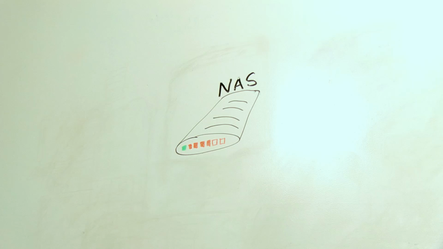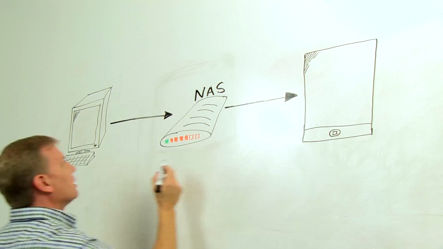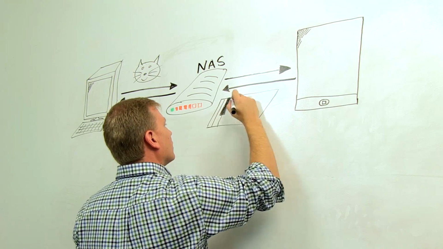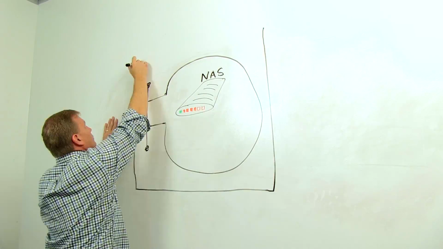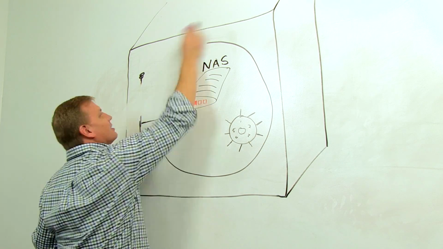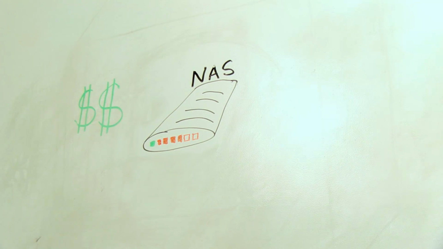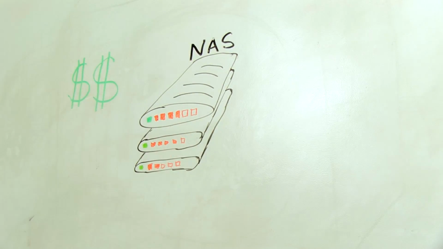A NAS device has all the same great benefits of attached storage and then some. For instance, it becomes much easier to share files between users, even if they're on completely different platforms. It also makes it easier for a sysadmin, such as yourself, to ensure that files are being protected and backed up. In addition to being affordable, NAS is also extremely scalable. If you run out of room, you can just add additional drives as you go.